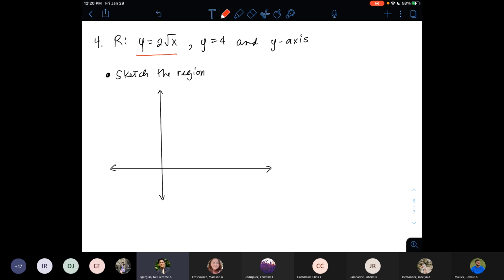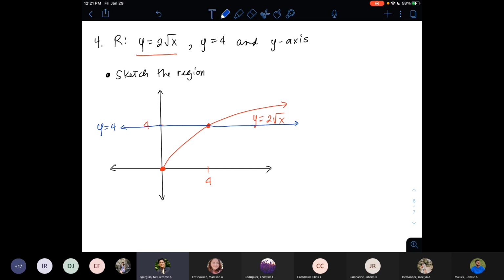So when x is equal to 0, y is 0. And when x is equal to 4, then y is equal to 4. And it's a semi-parabola opening to the right. So that's the graph of y equals 2 root x. And then the other function is y equals 4. So that is just the line y equals 4.